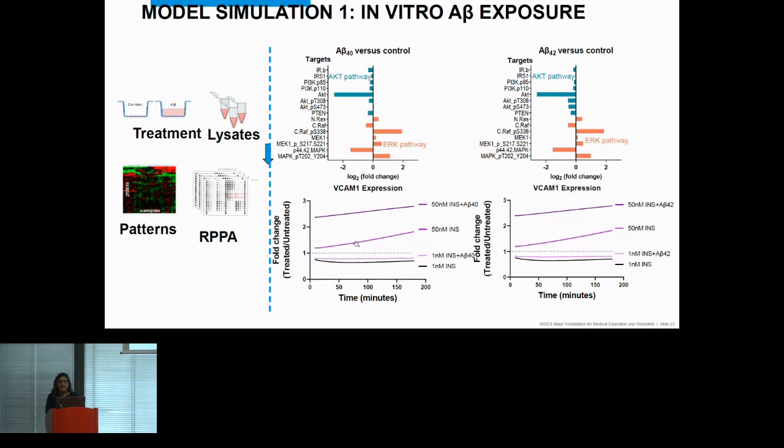And at the higher insulin value of 50 nanomolar, the superphysiological condition here, the VCAM expression also increased. And with the higher insulin as well as the A-beta 40, again, the VCAM went up even more. We did the same in the model prediction for the A-beta 42 data, and we observed similar things: with the higher insulin dose, we always saw that the VCAM expression was high.